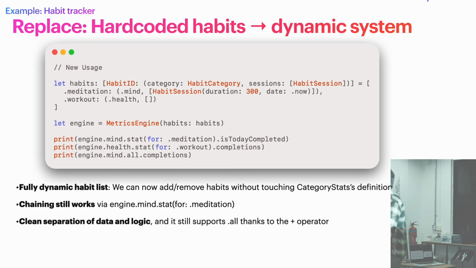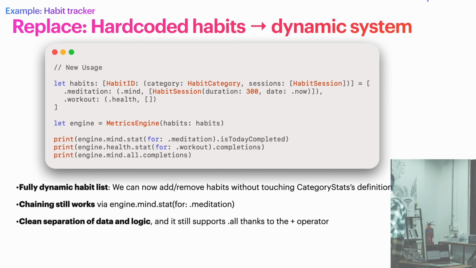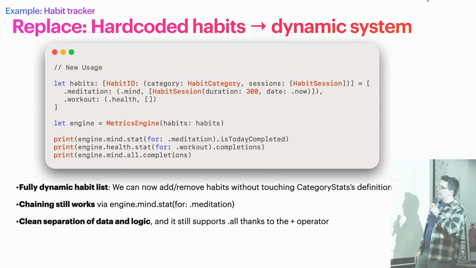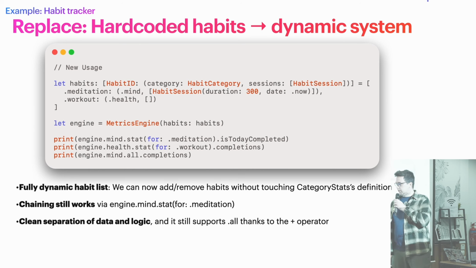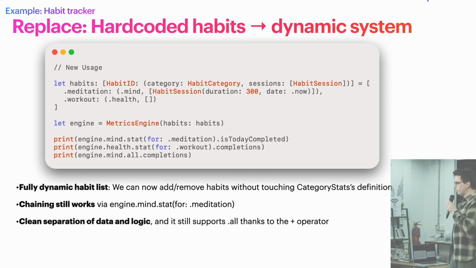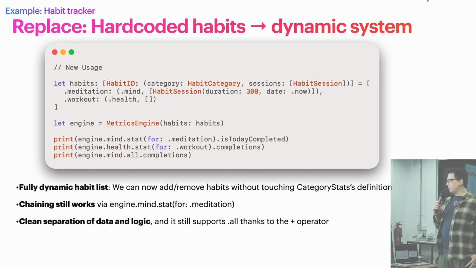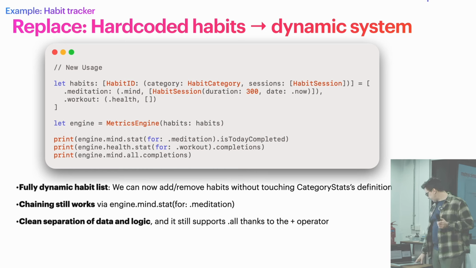So now that we added this Lego piece, we can use our engine this way. We can do stats for .meditation that is today completed, and we can still do the .all stuff. So yeah, we can now add or remove habits without touching the category stats definition. Chaining still works, and there's a clean separation of data and logic.